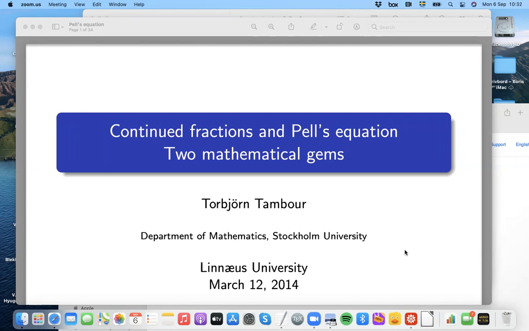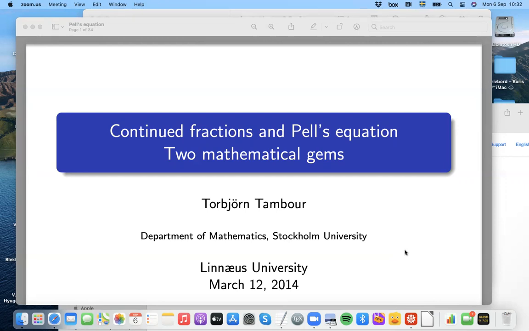It's very, very straightforward. It's also an extremely old thing, which existed even before your usual decimal expansion of real numbers. Okay. So it's called continued fractions and Pell's equations, two mathematical gems.